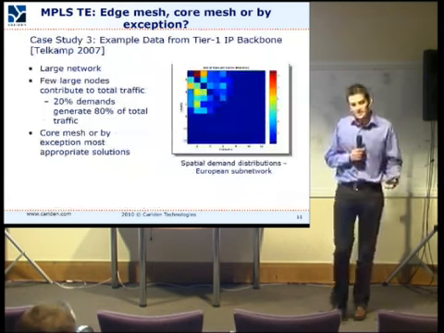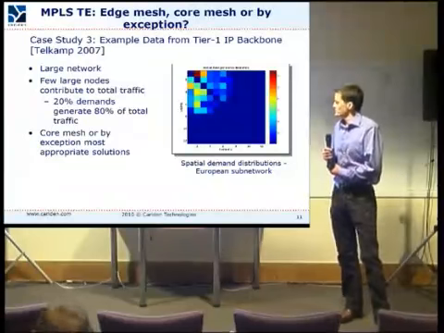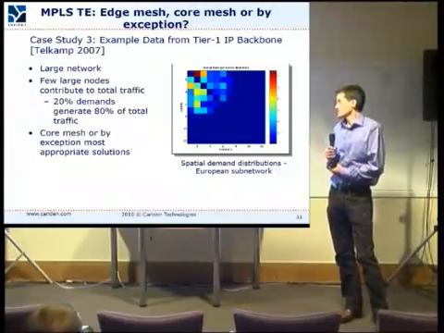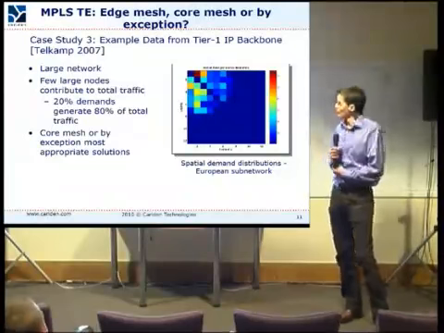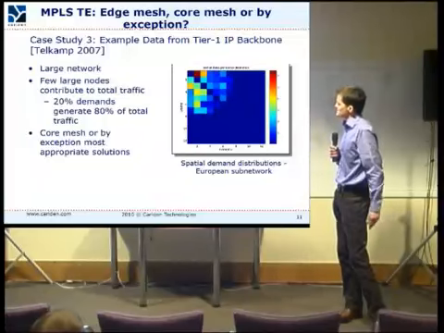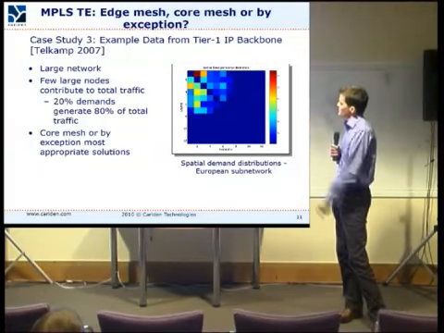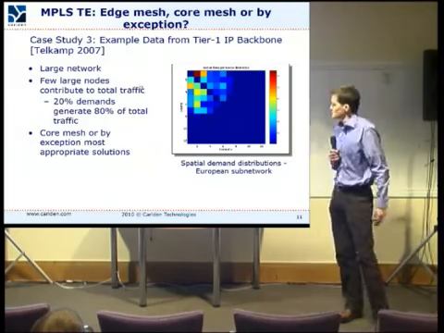So looking at another example, and this is a similar data point to the previous one. This large global provider, this was looking at the European network, and effectively what you've got is a matrix of source destination, and the colouring is showing you effectively the size of the demands. The more red, the larger the demands.